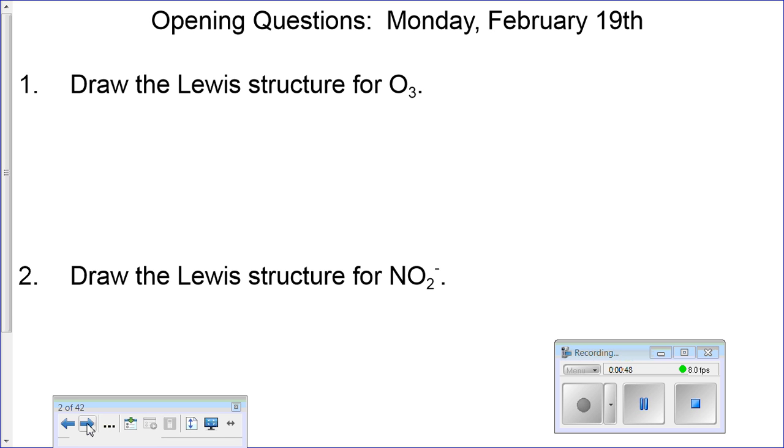Okay, so the first thing, you need to be able to draw Lewis structures for molecules and polyatomic ions. Now, when I say Lewis structures, that means with single, double, and triple bonds. Lewis structures are meant for covalent bonds, or bonds between two nonmetal atoms. Okay, so that's when you know how to draw a Lewis structure.